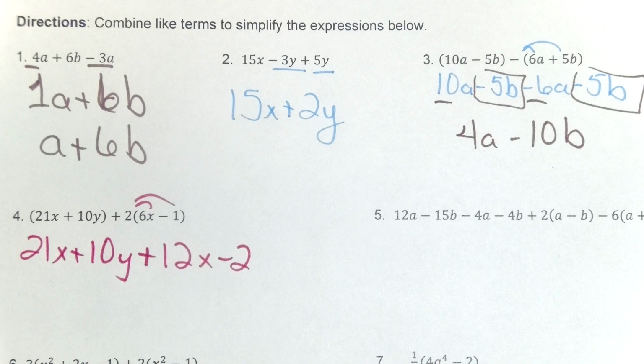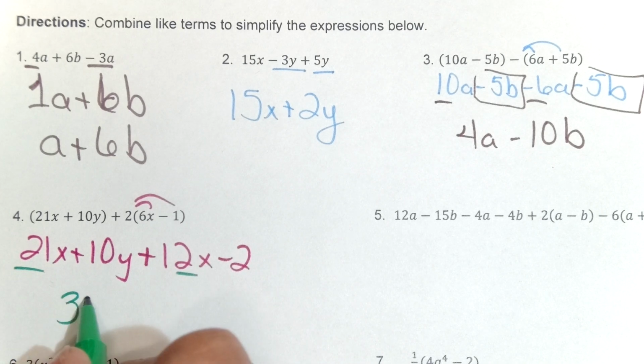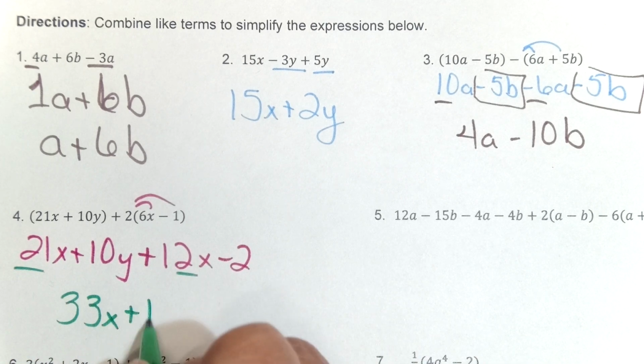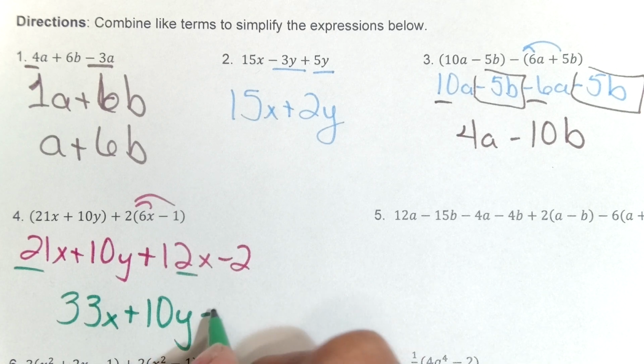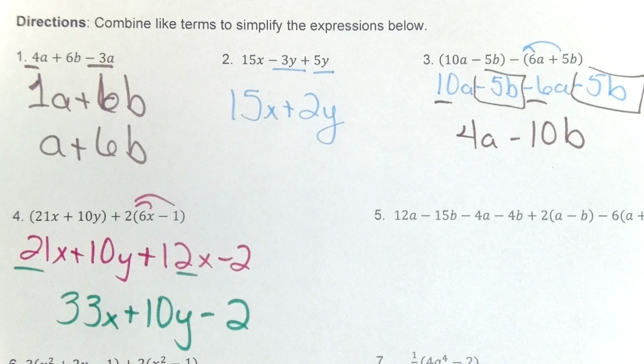Now what? Not solve. Solve implies that there's an equal sign. Just simplify. What are my like terms? 3x, 10, minus 2. Questions?